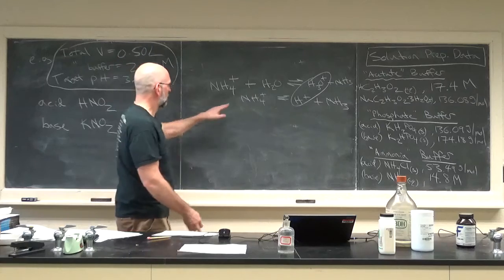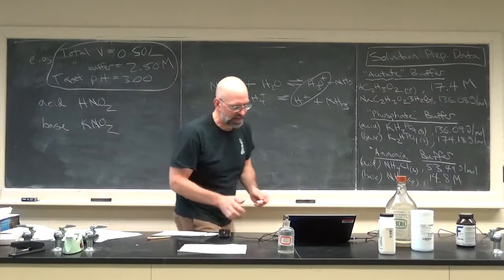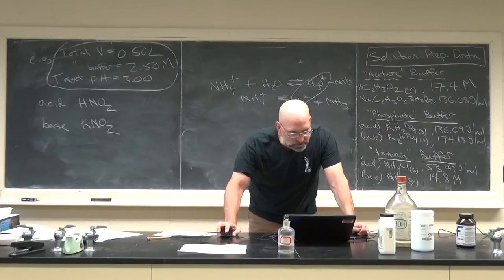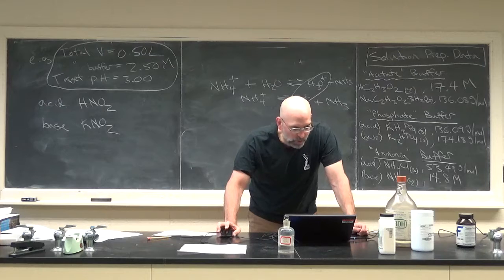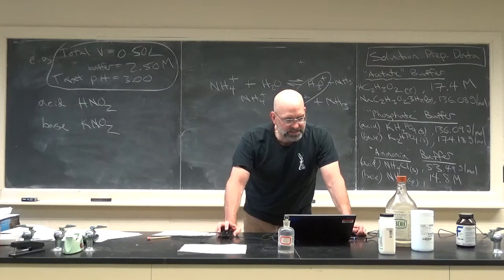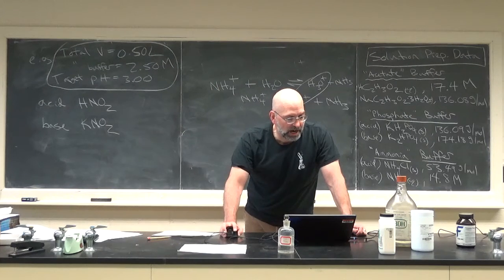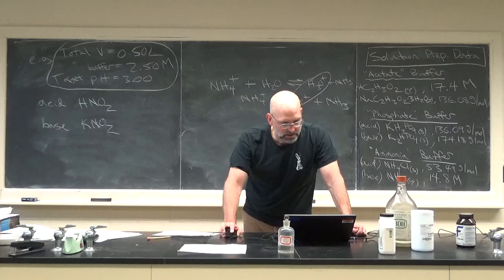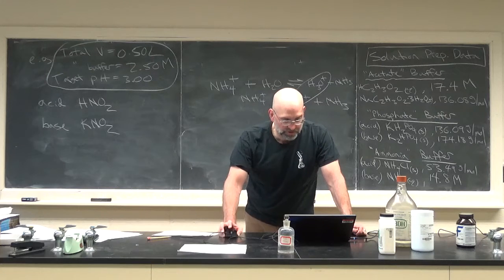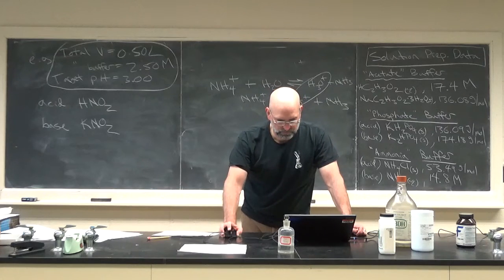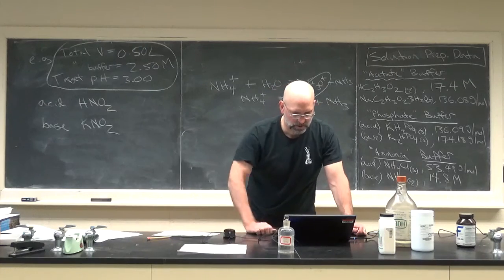Here's the problem. Ammonium, if you look at your table, you won't see ammonium in table H. You won't see it. What you will find is if you click on Appendix I, you will see ammonia. Okay, what does that do for us?